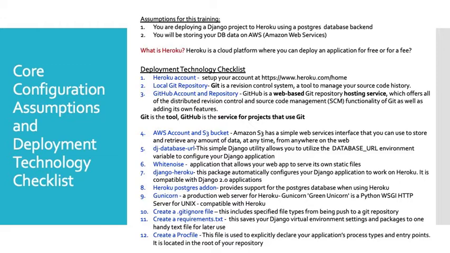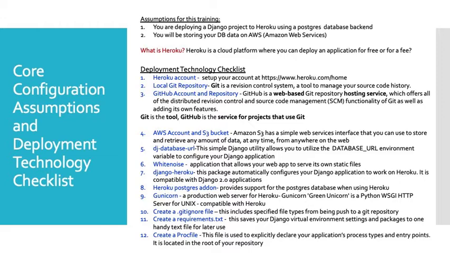Django-Heroku, this package automatically configures your Django application to work on Heroku. Heroku Postgres add-on is another Heroku technology, and it provides support for the Django database when we're using it with Heroku. Gunicorn is a production web server for Heroku. Gunicorn stands for Green Unicorn. It's a Python WSGI HTTP server for Unix compatible with Heroku.